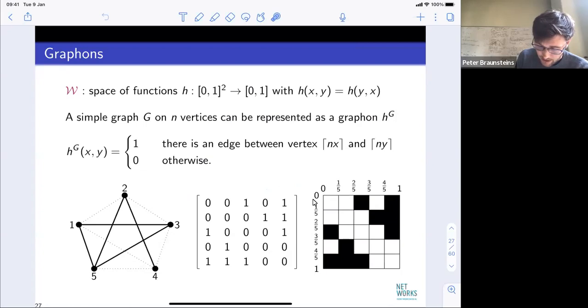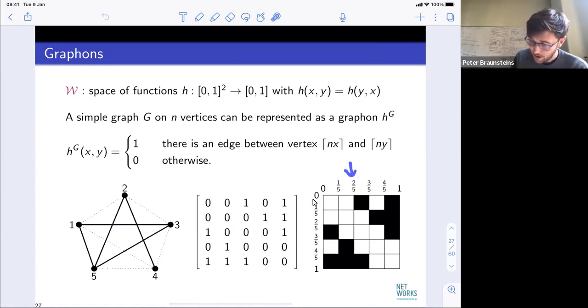We can see there's an edge between 1 and 3. Okay, so that corresponds to this 1 here. And we can see that there's another one here because there's also an edge between 1 and 3, because the graph's not directed. So the ones here correspond to edges, and this adjacency matrix is symmetric. All right, so that's the adjacency matrix.